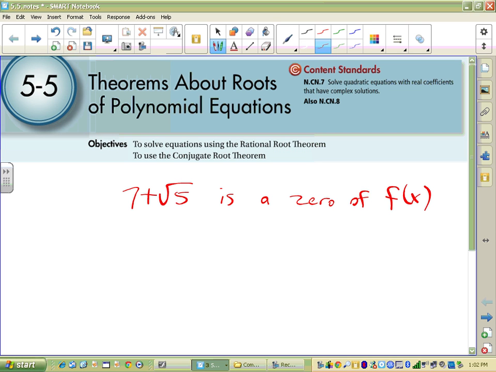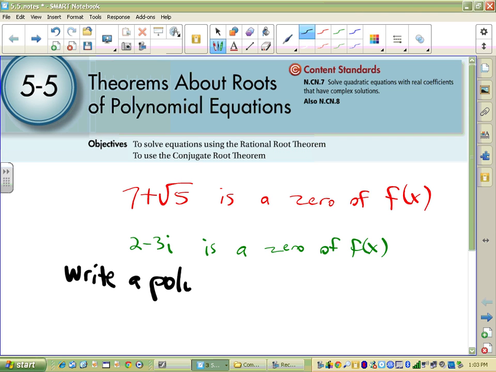Similar to that, they might also tell you something like this. They might say 2 minus 3i is a 0 of f of x too. So assuming we're talking about the same function here, where we're given both of these zeros, by the end of this, they will be asking you, write a polynomial f of x of least degree.